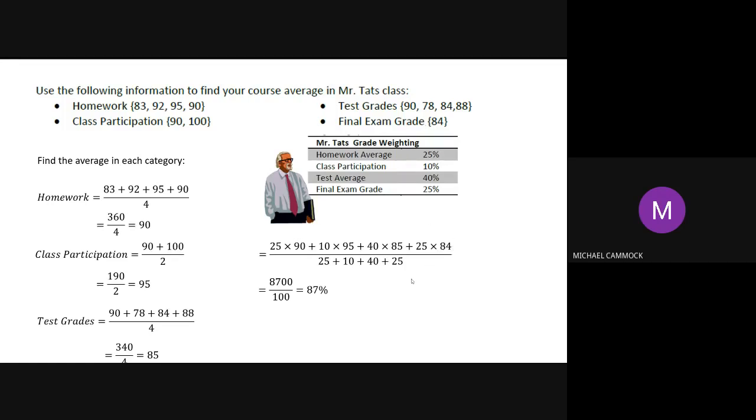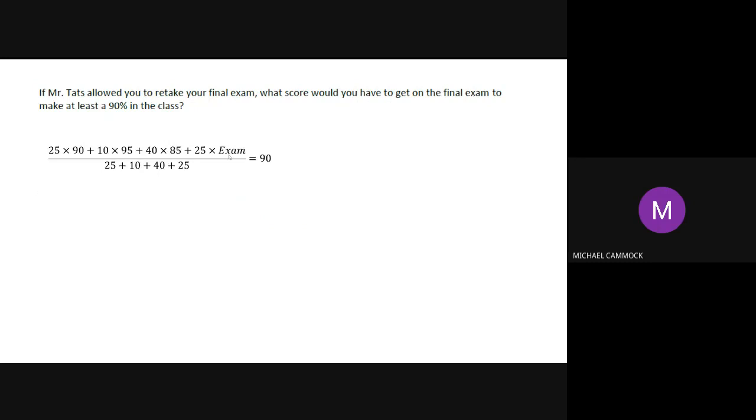So what I'm going to do now is put everything there except the exam mark. I'm just going to put exam for that. I don't know what it is yet. Still divided by the sum of the weights, but now I'm going to set it equal to 90 because what I want the overall mark to be is 90. So my next step is to do the calculation. What's 25 times 90 plus 10 times 95 plus 40 times 85?